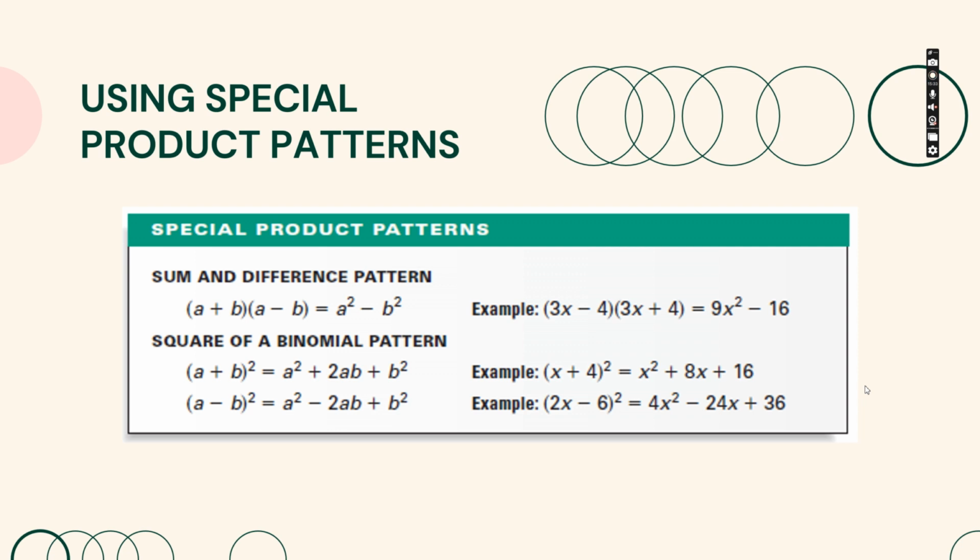So there's two patterns that we'll go ahead and showcase. The first pattern is the sum and difference pattern, where we have a plus b times a minus b. This will always give us something like a squared minus b squared, which you can see in the example right next to it. And from there, we also have something called the square of a binomial pattern, which is going to be a plus b squared is always going to be equal to a squared plus 2ab plus b squared, or the alternative route, if instead of plus, it's minus, a minus b squared, it'll always look something like a squared minus 2ab plus b squared. And the examples are as follows here on the right side.